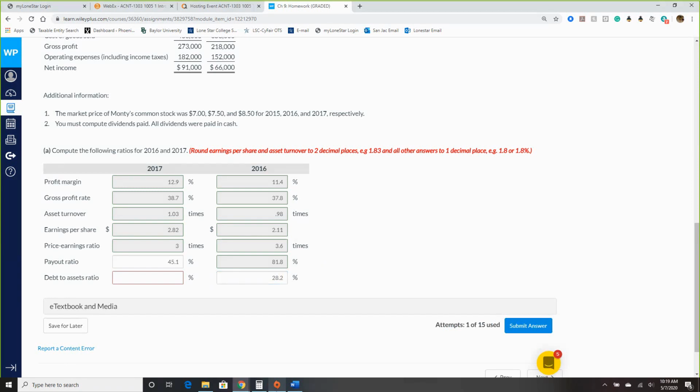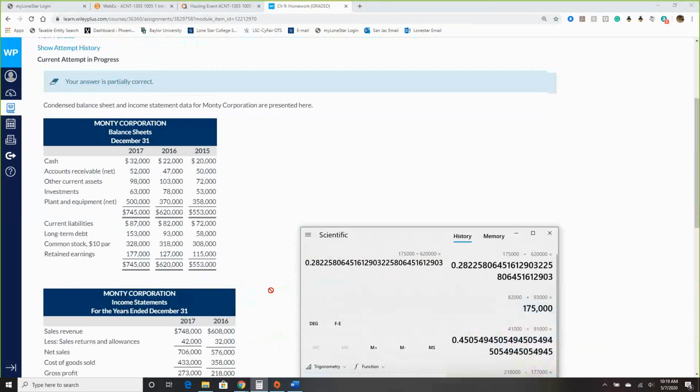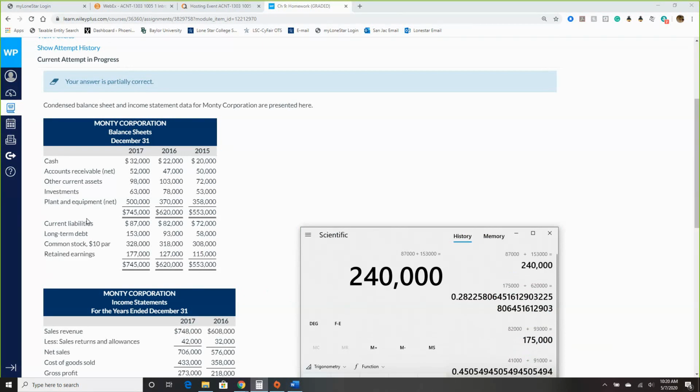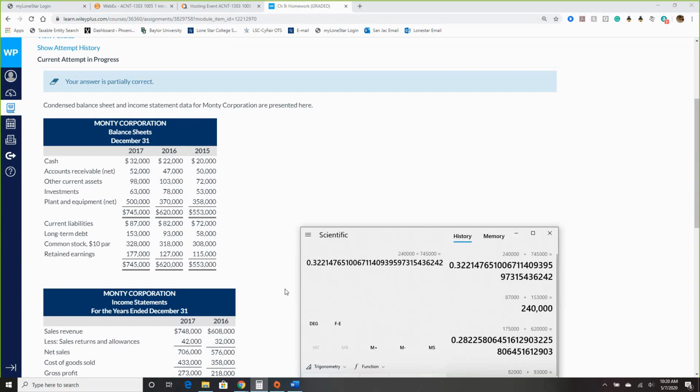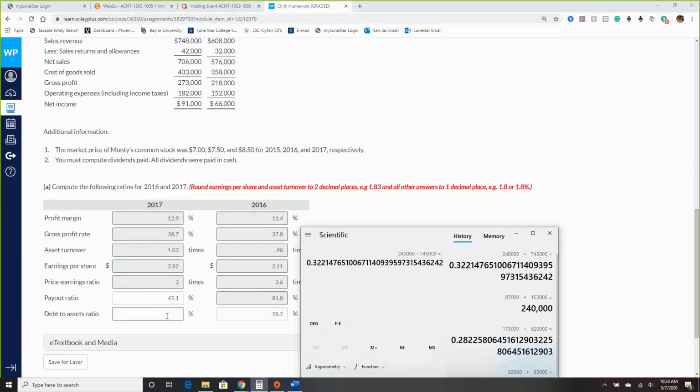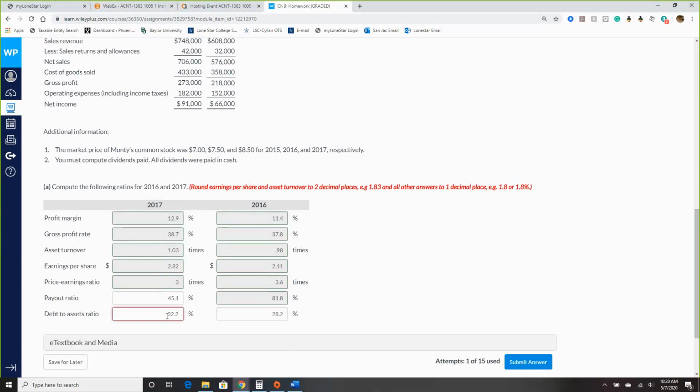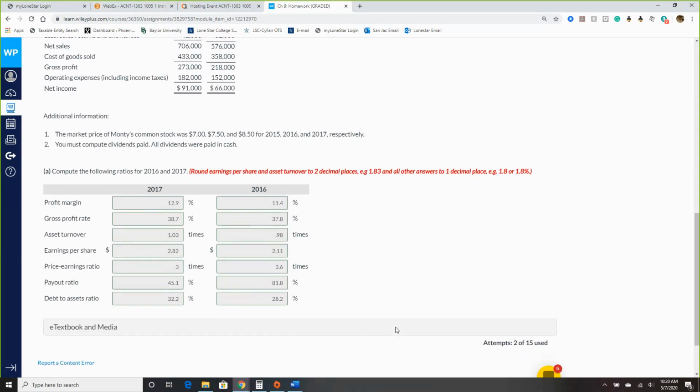Okay, now for 17, we'll do the same. 87,000 plus 153. Again, that's your current liabilities and your long-term debt. That makes up your total liabilities. And then divide by your total assets. So 32.2%. Okay. And that's it. That's number 2.